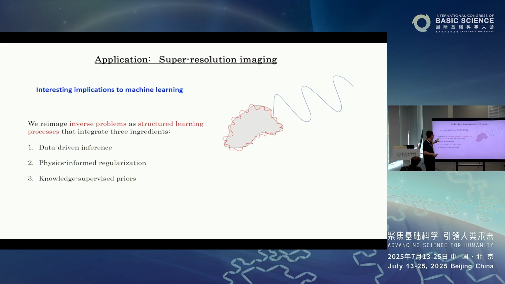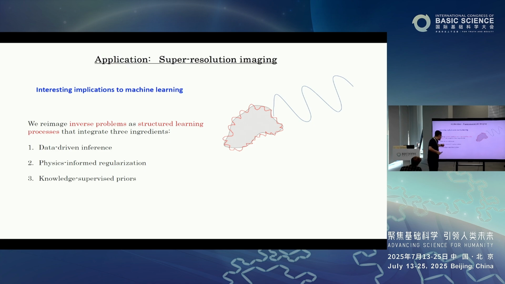Why could we do this? We imagine the inverse problems as a structured learning process. That integrates three ingredients. The first is the data-driven approach, data-driven inference. We always use observation data to recover some missing information of this physical system. That's for sure. It's a traditional way.